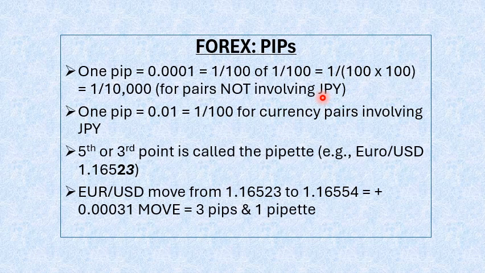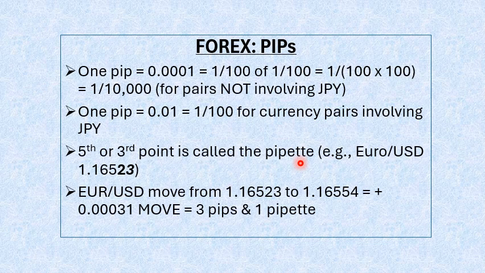For quotes involving the JPY, 1 pip is equal to 0.01, which is equal to 1 by 100. You must remember this peculiarity. You can even have an additional decimal point in quotes, that is the 5th decimal point in a quote of pairs not involving the JPY, and a 3rd decimal point in the quotes which involve the JPY. This is the 5th or the 3rd decimal point in the respective quotes, and it is called the pipette.